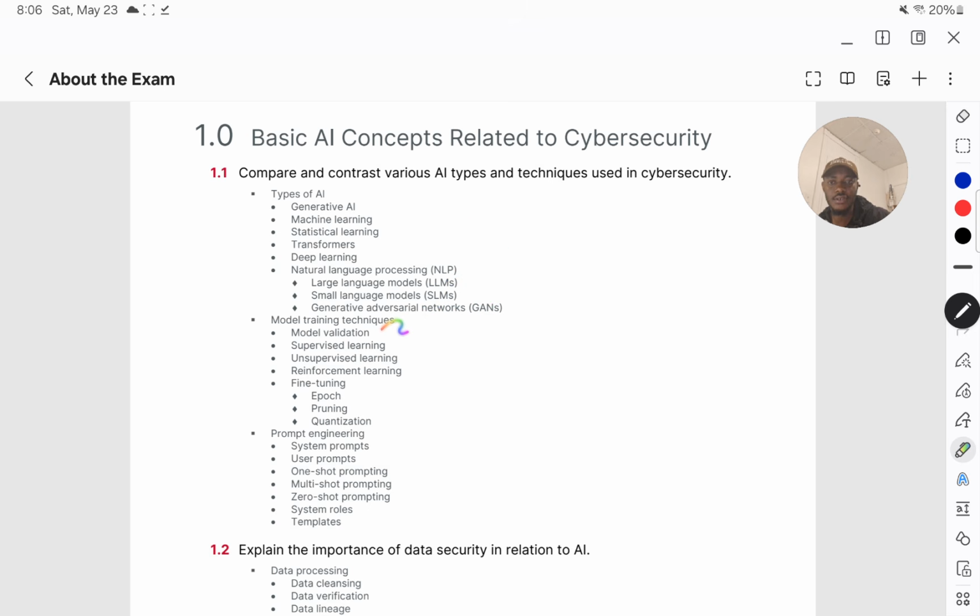But we talked about model validation, supervised learning, unsupervised learning, and reinforcement learning, right? And then I forgot to mention fine tuning, but this fine tuning method comes with its own batch. So I will talk about fine tuning and NLP in my next video, and also talk about prompt engineering to cover the basic AI concepts related to cybersecurity.